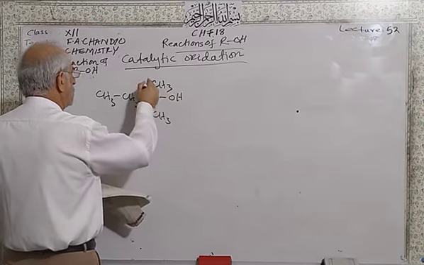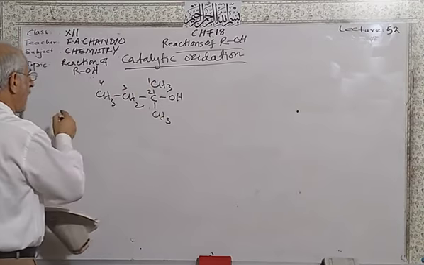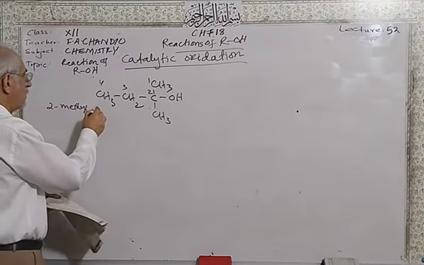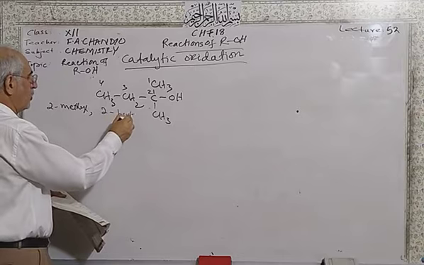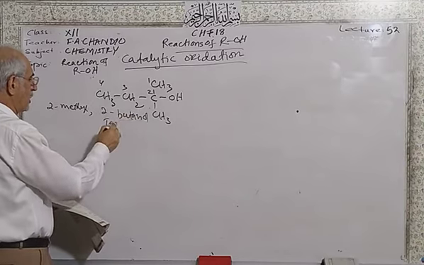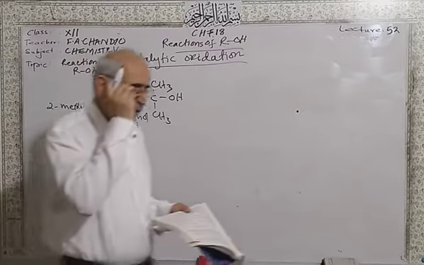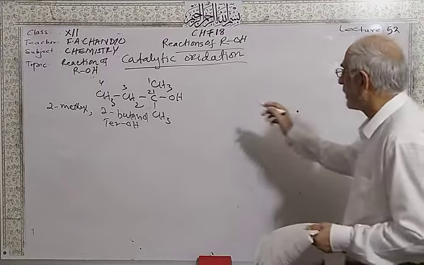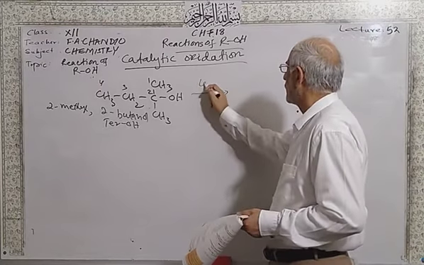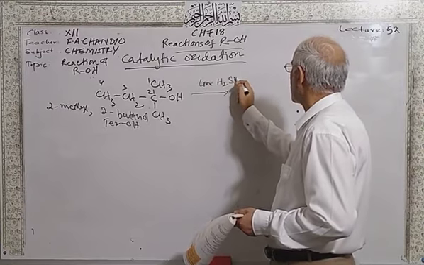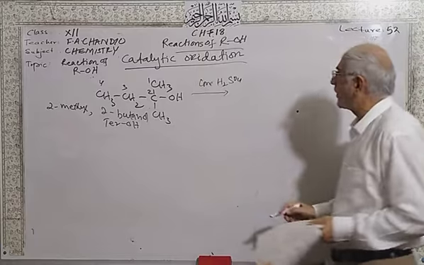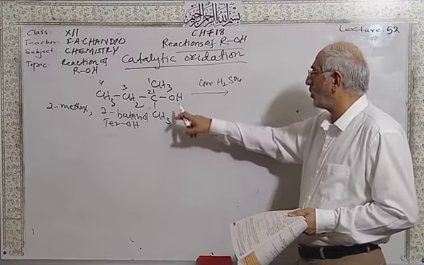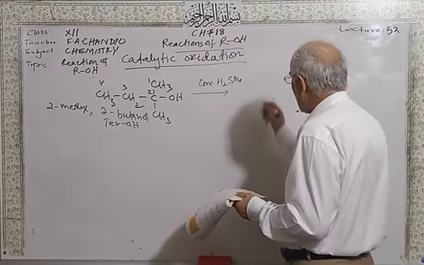This is a tertiary alcohol. 1, 2, 3, 4. 2-methyl-2-butanol is a tertiary alcohol. So I told you in the tertiary alcohol there is the first dehydration in the presence of concentrated sulfuric acid. In the presence of concentrated sulfuric acid, there will be a dehydration, removal of the hydroxyl group and hydrogen to make alkene. So alkene is going to be formed first.